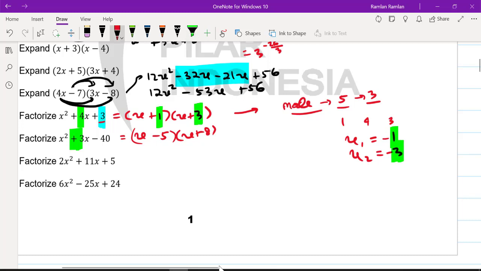What you need to see is that if the answer in your calculator is negative, then this is going to be positive. It's the other way around. If this is positive, then this is going to be negative. Okay, so again, I'm going to show you later on in a different video.